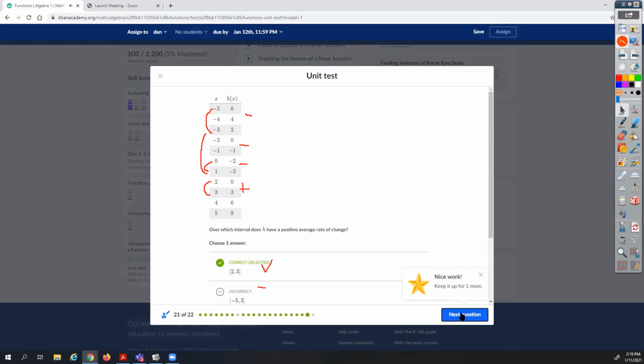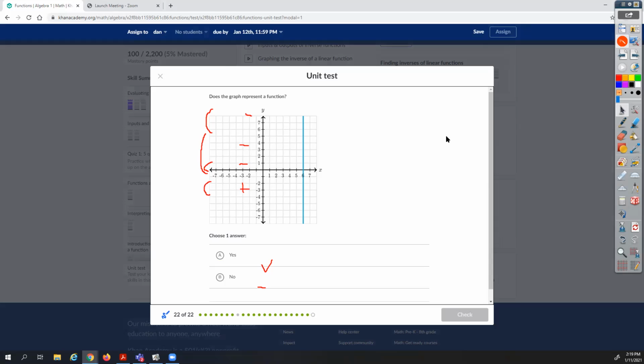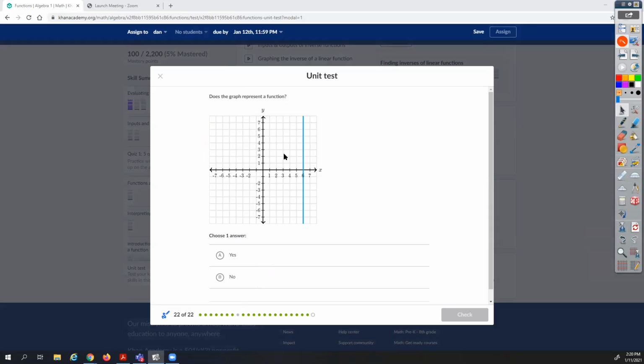All right, we got one more to go. So don't get it wrong. Does the graph represent a function? That one should be easy. No, it doesn't. Why not? Because it doesn't pass the vertical line test. You need to use the vertical line test, guys.